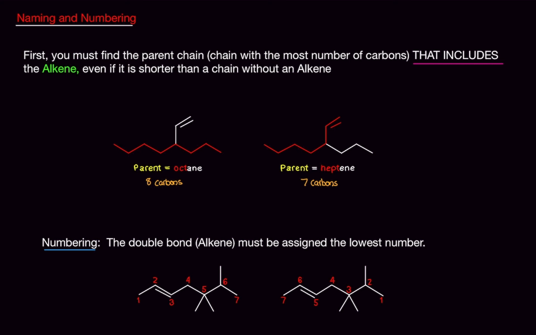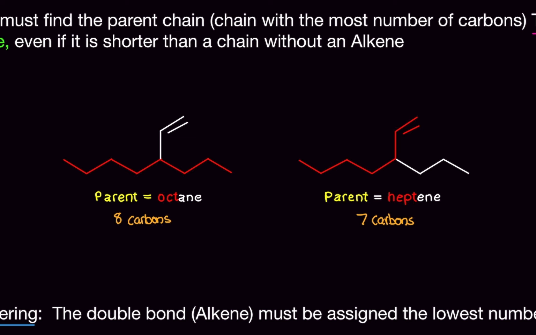So here's a good example. Here on the left, I am saying that the parent is octane, or 8 carbons long. 1, 2, 3, 4, 5, 6, 7, 8. This is wrong because it's not including the double bond that's here. However, if I number like this with the double bond being included, 1, 2, 3, 4, 5, 6, 7. Yeah, it is 7 carbons long, so it is shorter than this, but this is correct. This is right because this is including the alkene, the double-bonded carbon.